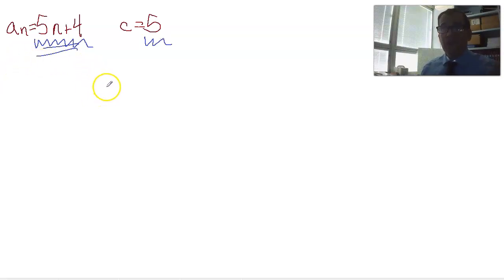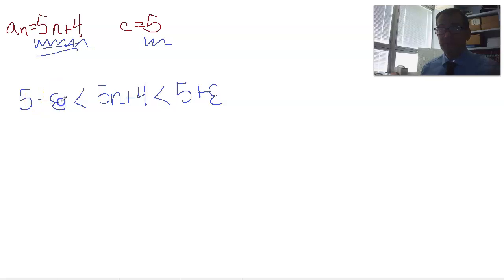So I'm going to say that this sequence, which spits out values that are 5 times the input plus 4, is less than 5, that's the center, plus a little bit, but more than 5, the center, minus a little bit. And we're going to solve both of these inequalities one by one. So 5 minus epsilon is less than 5n plus 4. And then, of course, 5n plus 4 is less than 5 plus epsilon.